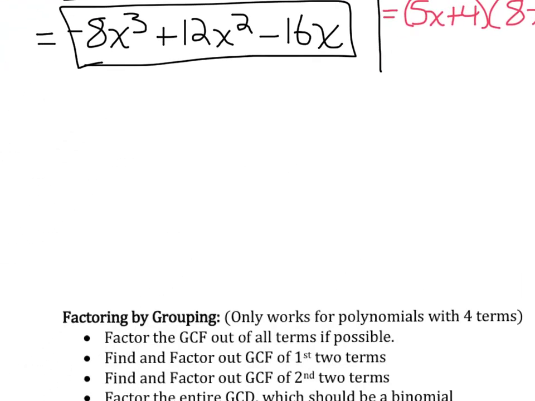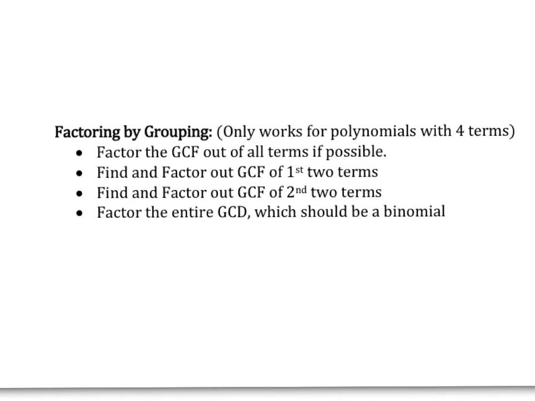The last thing that I want to talk about in this video is factoring by grouping. All right. Now, there's one important thing that we should always know about factoring by grouping. This method only works for polynomials with 4 terms. Either the polynomial is going to have 4 terms, or we're going to turn the polynomial into a polynomial with 4 terms, and that's later in our study of factoring.